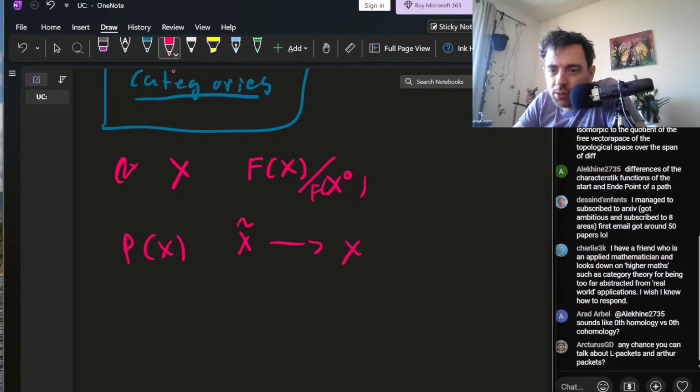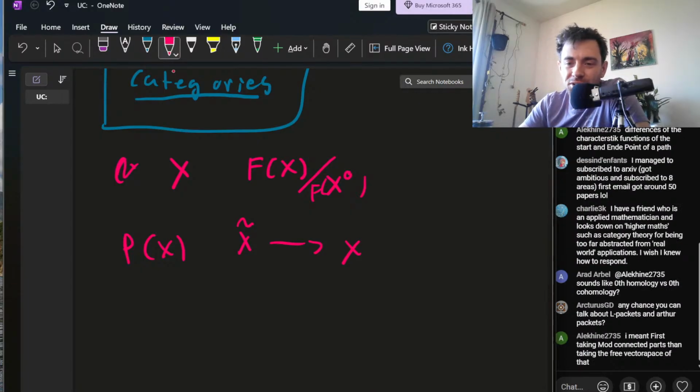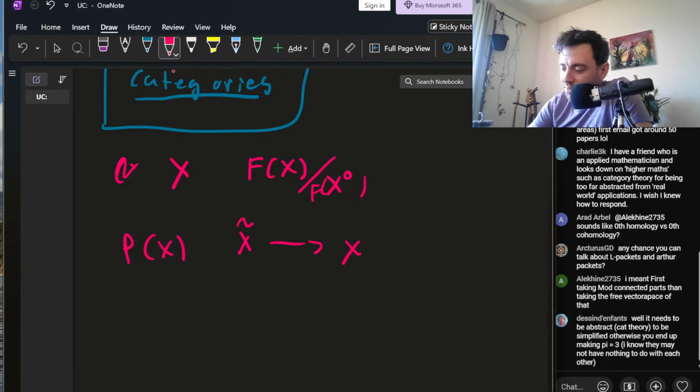You have a friend who's an applied mathematician and looks down on higher math, such as category theory, for being too far abstracted from real world applications. Wish you knew how to respond. Well, don't worry. There's plenty of people in category theory looking down on him for not being able to understand category theory. As in, not 100% a joke.